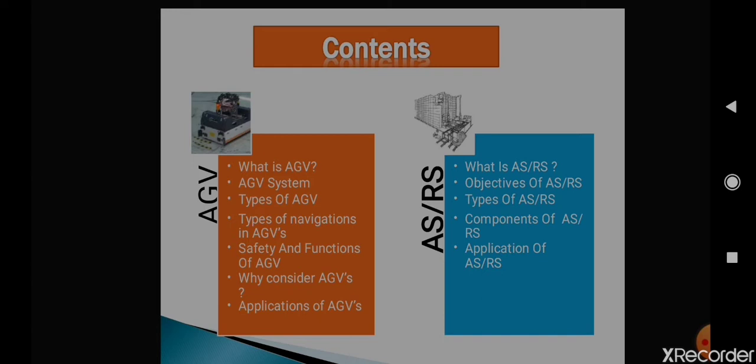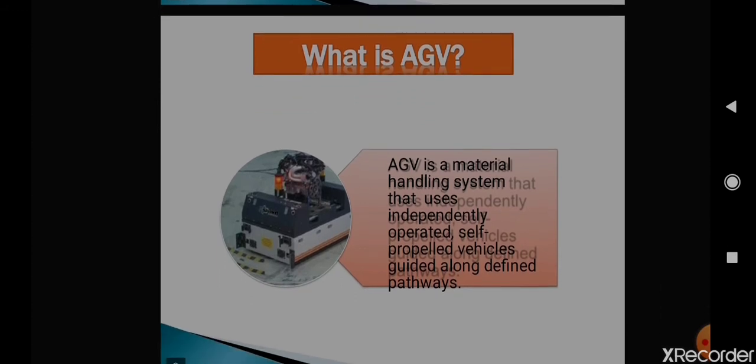And we'll see the ASRS, which actually covers your syllabus. What is ASRS? Objectives of ASRS, types of ASRS, components of ASRS, and applications of ASRS. As I told you, ASRS means automated storage and retrieval system. This is used to store the components as well as for retrieving the components from the storage. Now we'll see what is AGV.